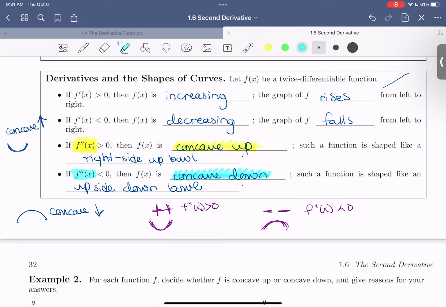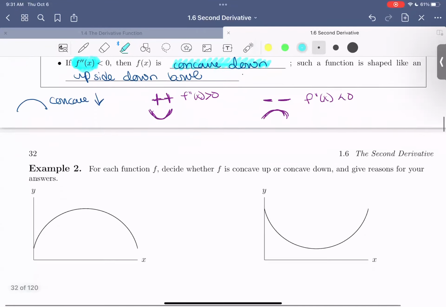Visually, we can tell the difference between a concave up graph or a concave down graph, but not always. Sometimes it's rather difficult to determine if a graph is concave up or down based on just looks. So in order to confirm that it is concave up or down, we need to compute the sign of the second derivative. That's what we're going to do in this next example.